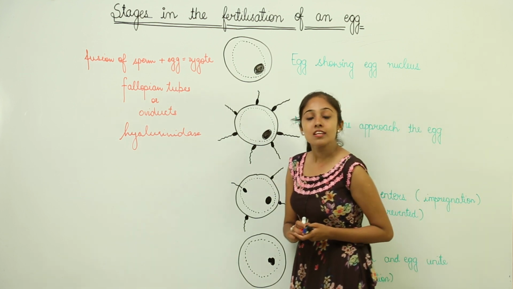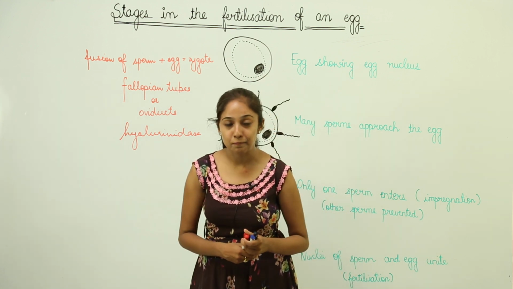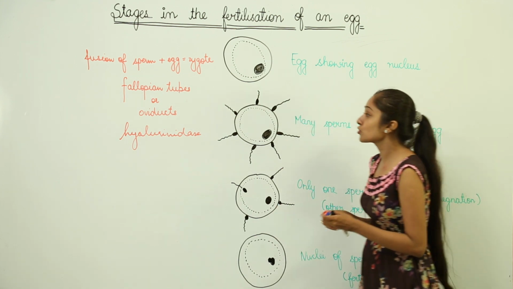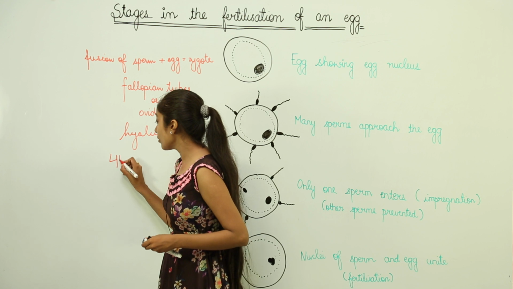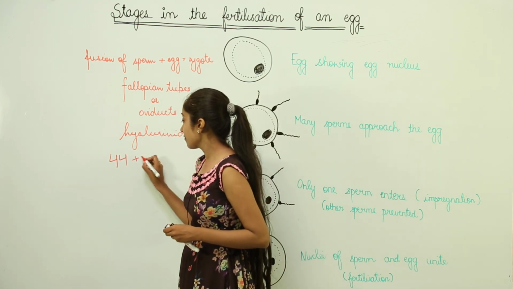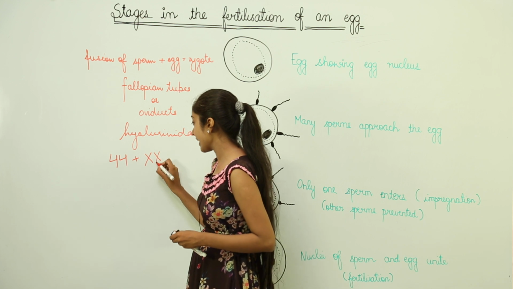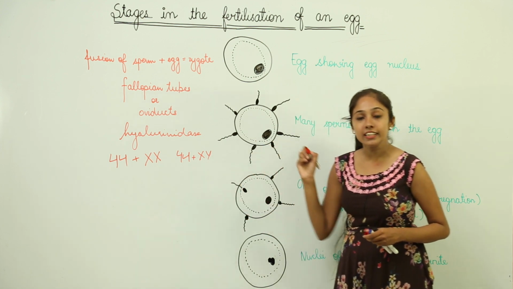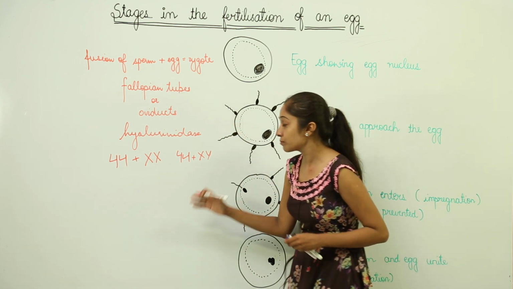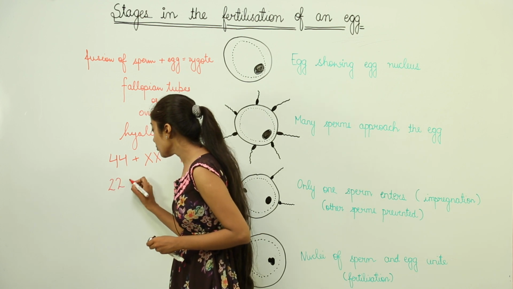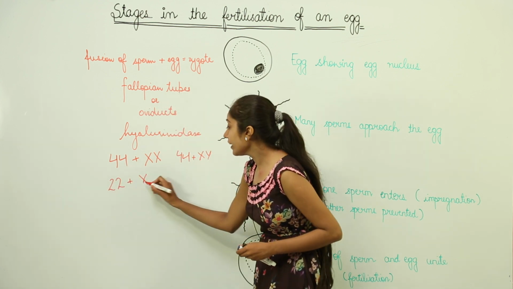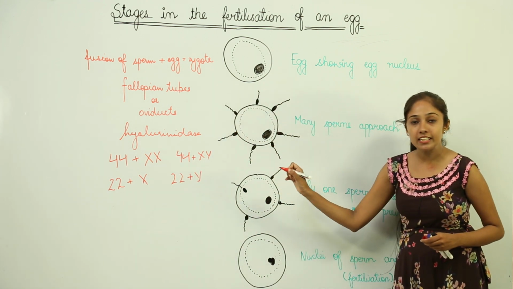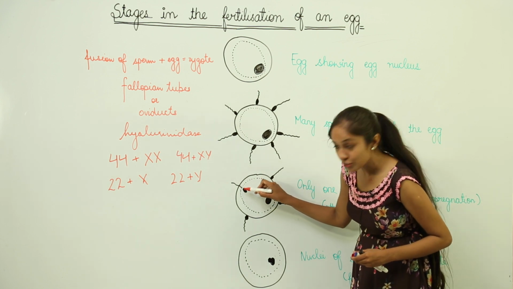Why not the tail? Because in the head portion we have the genetic material, and this genetic material is composed of the chromosomes. What are the number of those chromosomes? We have 44 autosomes, right? Plus we have sex chromosomes which can be XX or they can be XY. But in this case, the sperms and the egg are going to have half the number of chromosomes. Means the sperm may have 22 plus X, or it can have 22 plus Y. So this genetic material is there in the head region of the sperm, right?